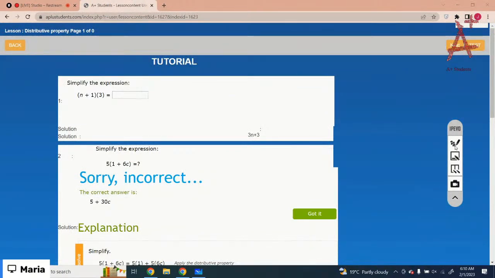So basically, for this one, 3 is outside the bracket. Got it? So 3 is multiplying n, which would be 3n, and then 3 is multiplying 1. That would be the distributive property. N plus 1 is distributed along 3. You have to multiply everything outside the bracket with everything inside the bracket. So it would be 3n plus 3. Got it?